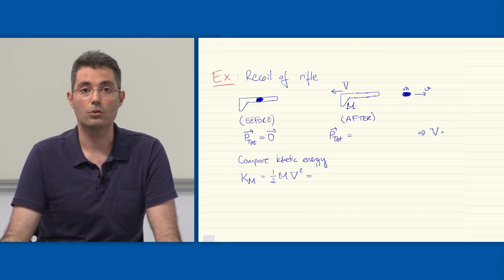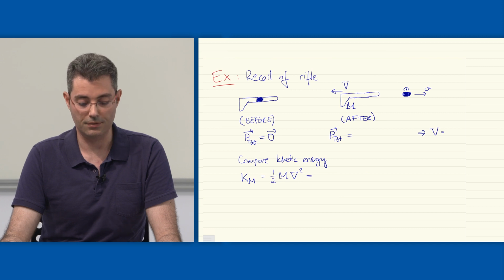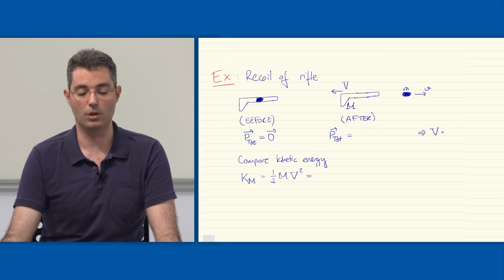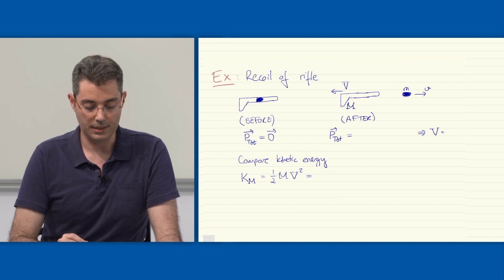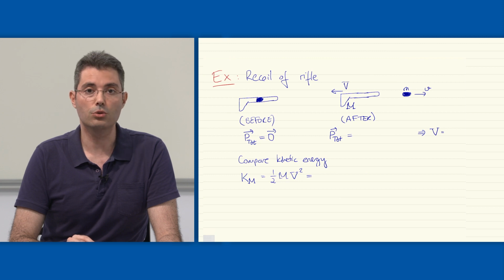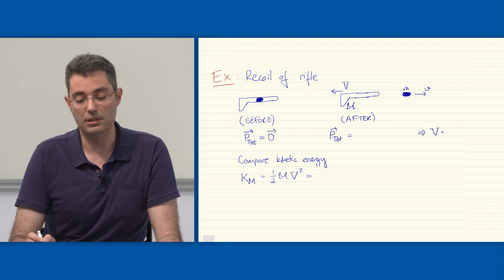So therefore, let us look at the recoil of a rifle if you were to shoot a bullet with a rifle. Then you would certainly notice this recoil effect. So we have the situation here where before you pull the trigger, the rifle and the bullet are at rest. And then after you fire, the bullet moves on with velocity little v, and the rifle recoils with velocity capital V. So let's assume that our positive direction is towards the right.